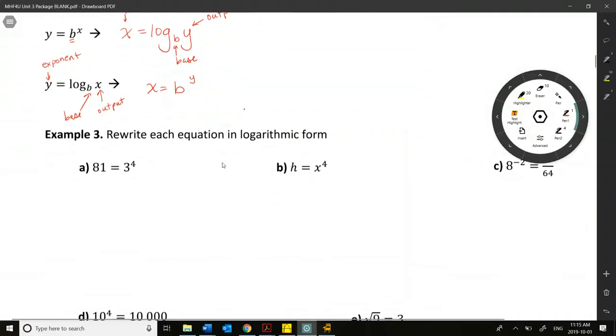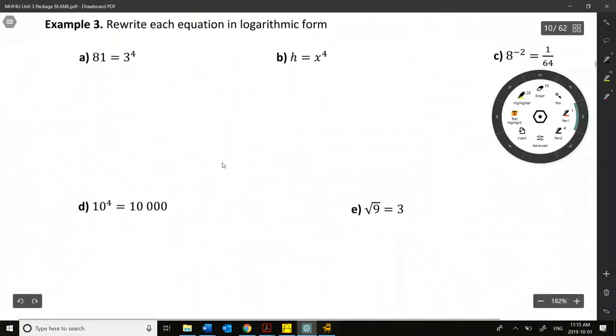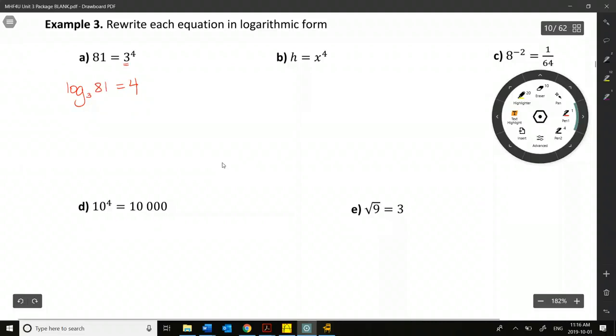Okay, so if I'm writing this in logarithmic form, the base is whatever the base is of the exponent. So that will be the base of my logarithm, log base 3. The exponent is the answer to that logarithm. So the exponent is actually going to be what we get out on the other side of the equal sign. And this is the original output of what I got from 3 to the exponent 4. That will be in the logarithm here.